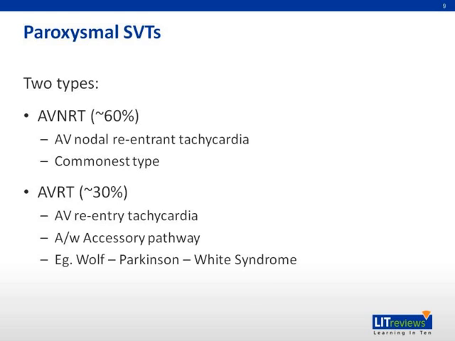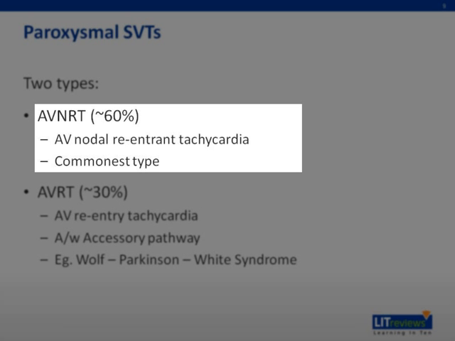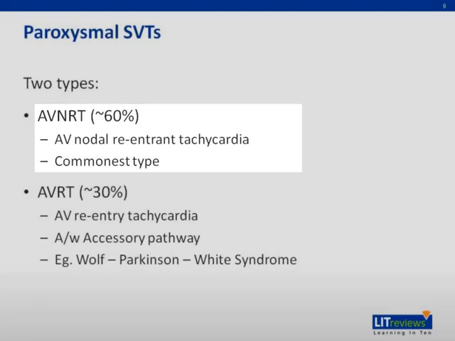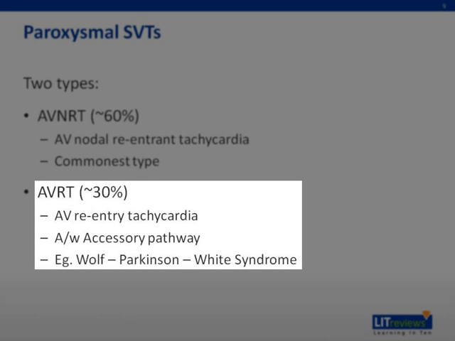There are two types of paroxysmal SVTs, AVNRT and AVRT. AVNRT stands for atrioventricular nodal re-entrant tachycardia. It makes up about 60% of SVTs and is the commonest type of SVT. The other type is AVRT, which stands for atrioventricular re-entry tachycardia, which makes up about 30% of SVTs. AVRTs are associated with accessory pathways, and an example is the Wolff-Parkinson-White syndrome.